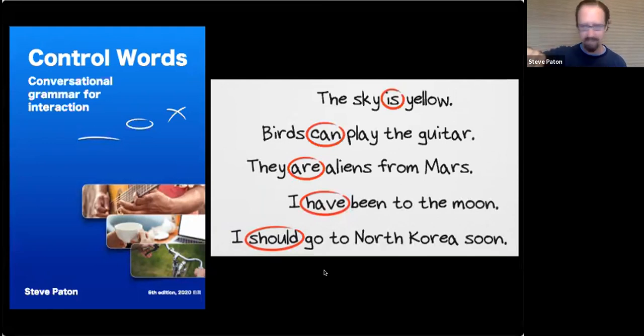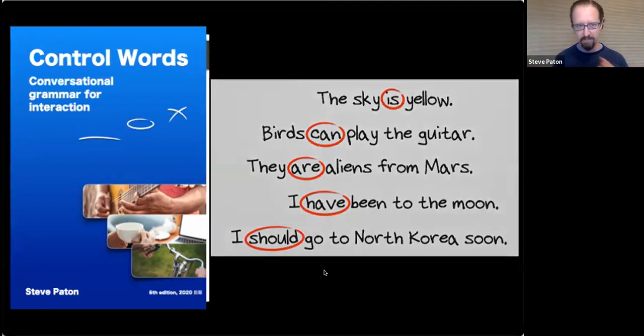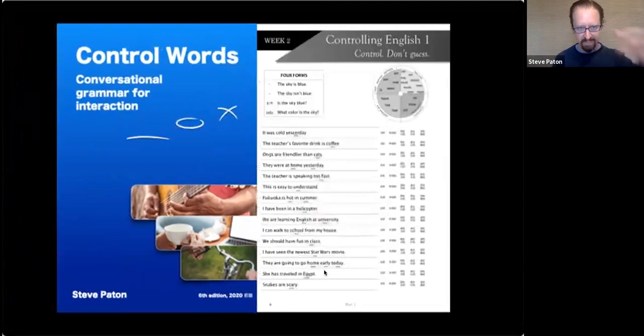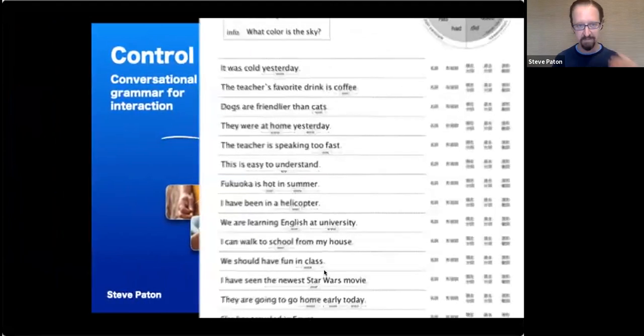The sky is yellow, the sky isn't yellow. Is the sky yellow? No, the sky is blue. Or what color is the sky? So it's always hinging around that one word, right? Now, in my book, I've got example sentences as I introduce this concept, and just very short things.